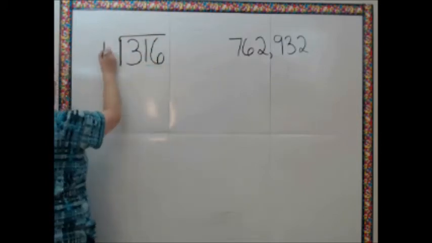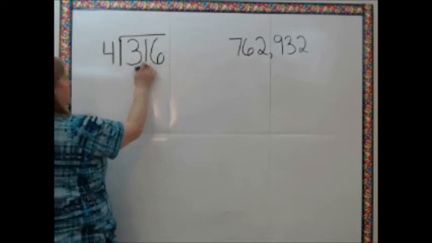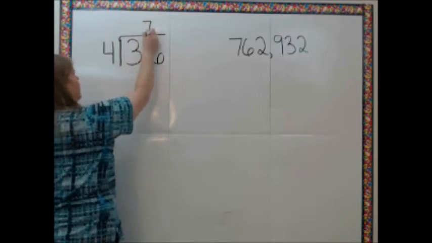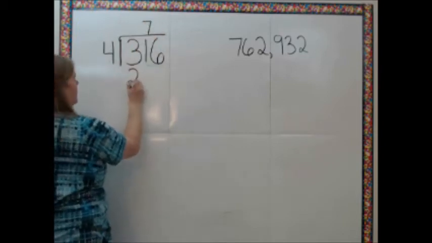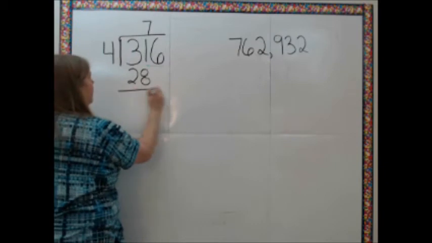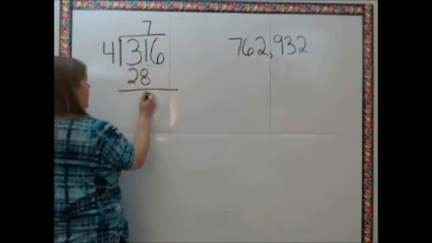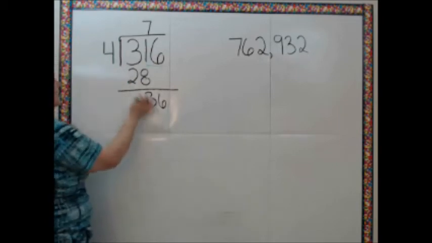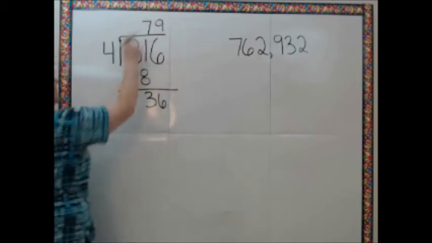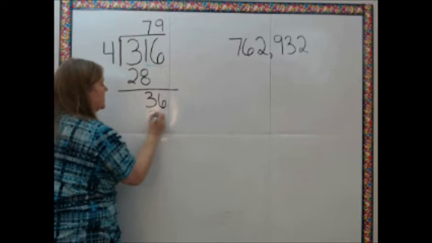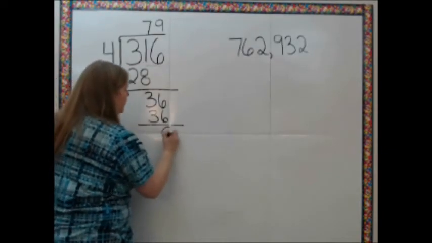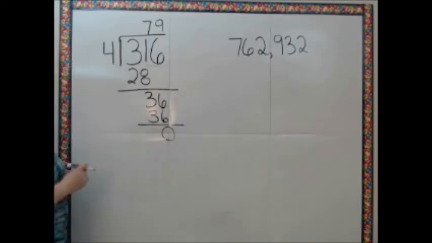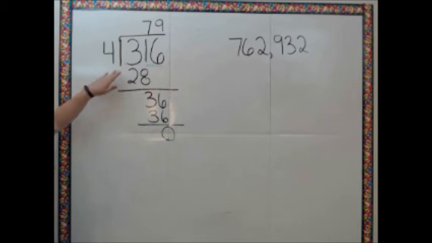316 divided by 4. 4 goes into 31 7 times. 7 times 4 is 28. 31 minus 28 is going to give us 3. Bring down the 6. 4 goes into 36 9 times. 9 times 4 is 36. Subtract, there is no remainder, so we can be assured that 316 is in fact divisible by 4.